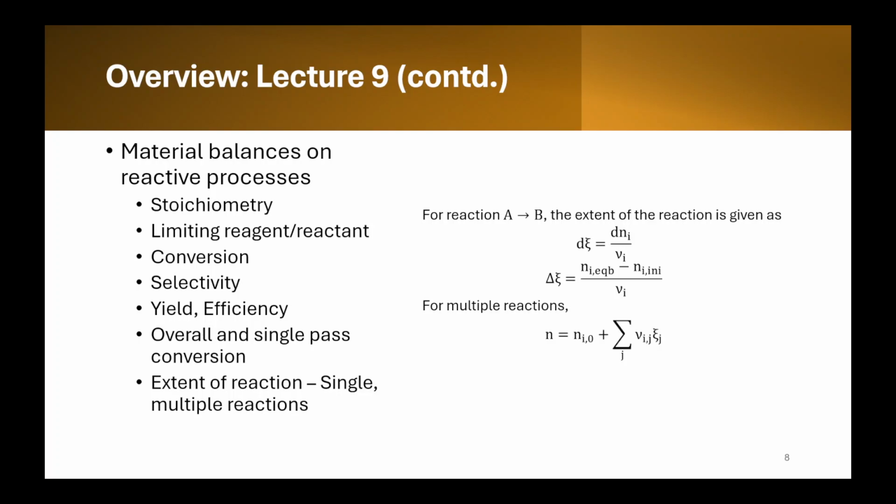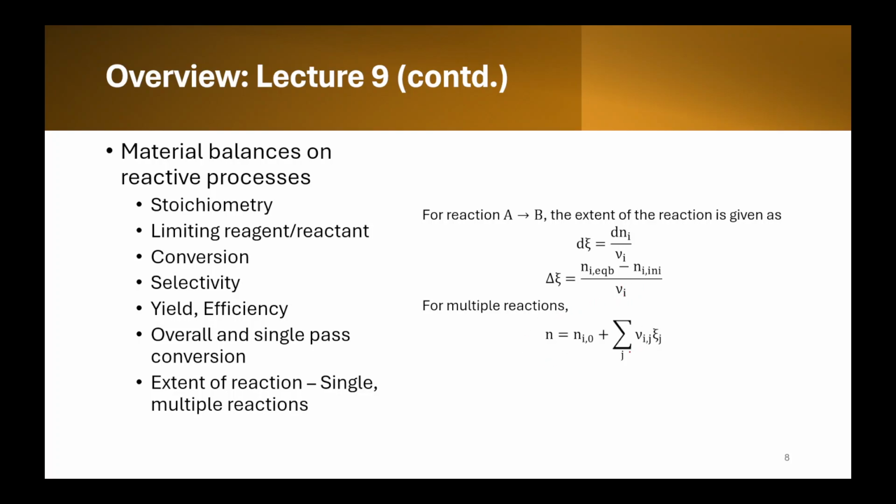Next, the extent of reaction was defined. It is defined using this relation, where xi is the extent of reaction. The change in xi is the change in moles of a particular species or reactant divided by the stoichiometric coefficient. For equilibrium, it can be defined using this relation: whatever the moles are at equilibrium minus the initial moles, divided by the stoichiometric coefficient.